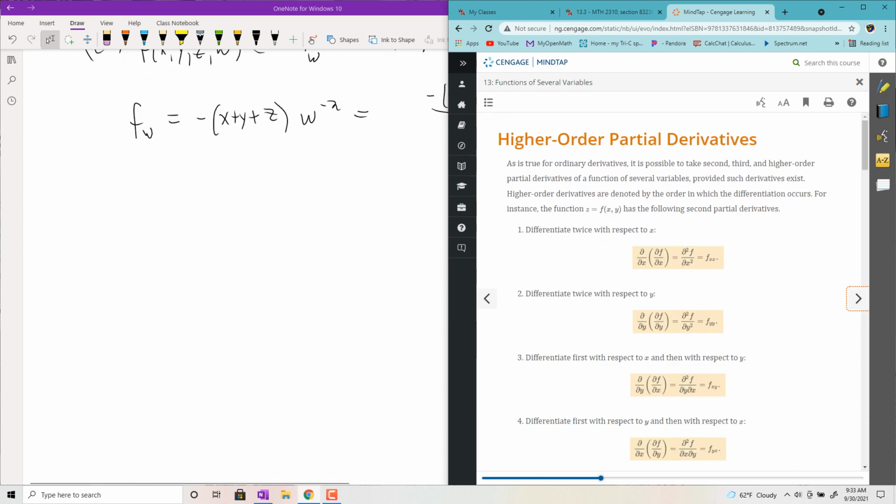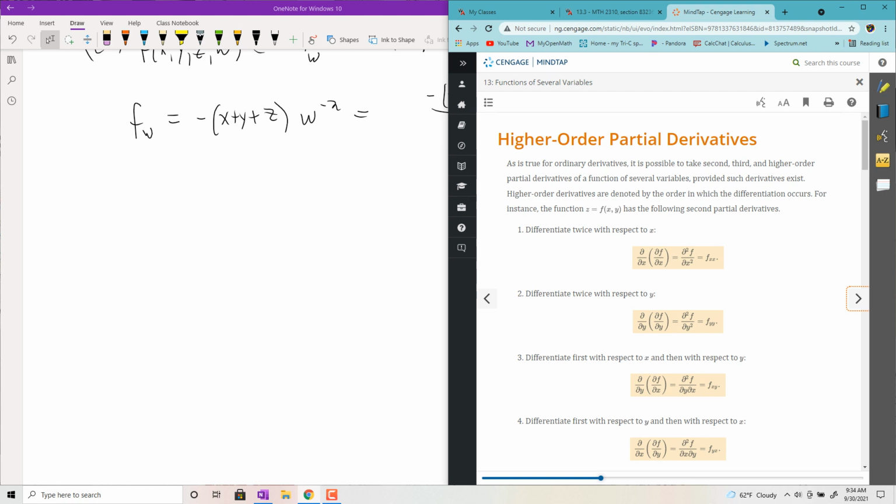Higher order partial derivatives. So now you remember back in Calc 2, you could keep taking the derivative over and over. You get the second derivative, the third derivative. You could do that here, but on top of that, you can also mix and match the variable you take the derivative with respect to. So you could first take the derivative with respect to x, then with respect to y, and then with respect to x again, and so on and so forth. And you don't have to do any particular order. You can do whatever order you want.